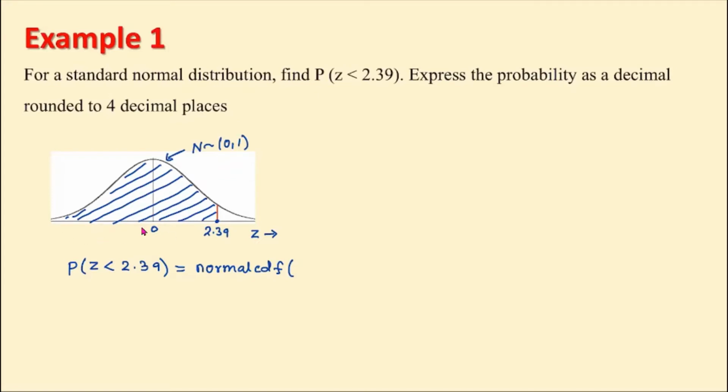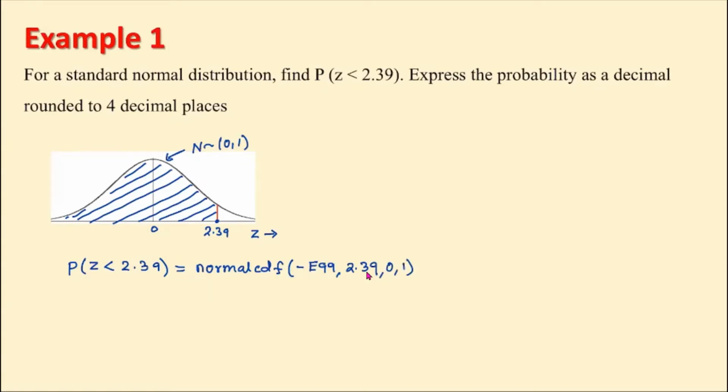So you can see if you look at this area here, the lower boundary is all the way to negative infinity this side. So we write negative, and we don't have infinity in our TI-84 calculator. So for negative infinity, we write negative E99. I'll show you where that is in our calculator. So we are starting here at negative E99 or negative infinity, and we go up to 2.39, okay, lower boundary, upper boundary, and then we write the mean, which is 0 in this case, and then the standard deviation, which is 1 in this case.